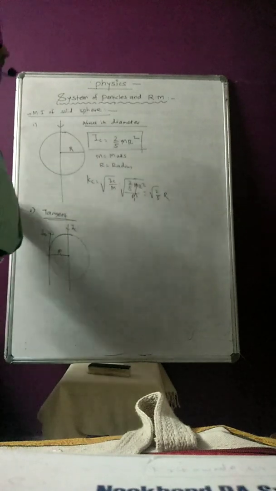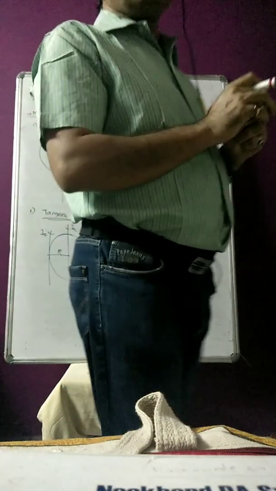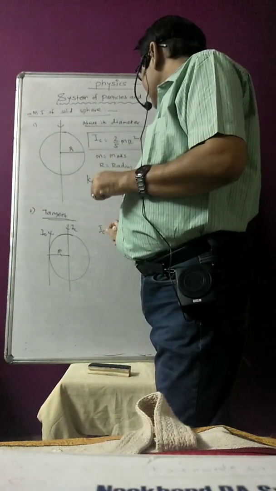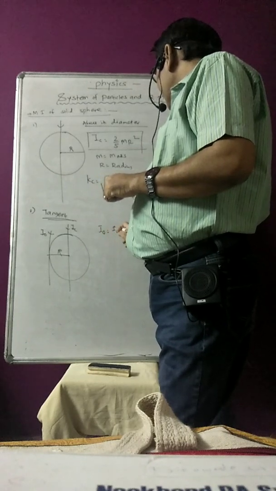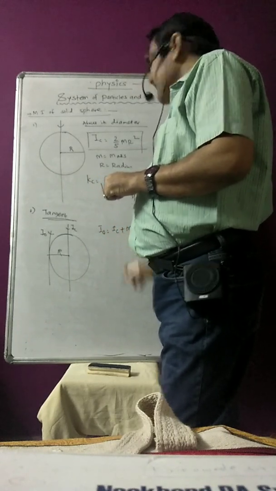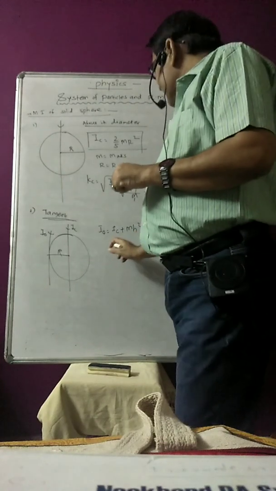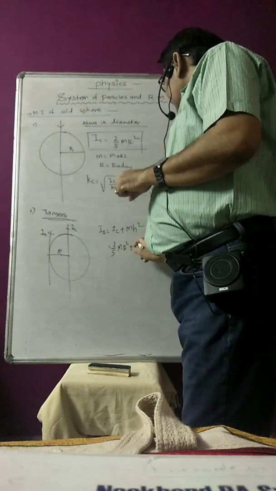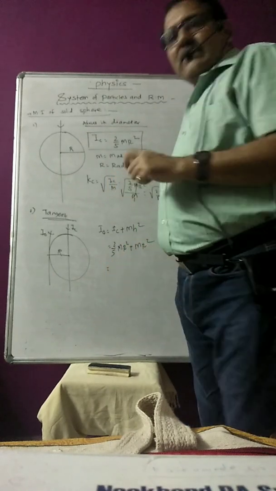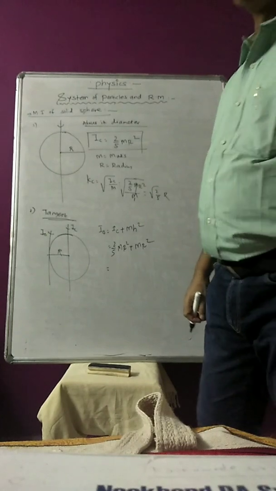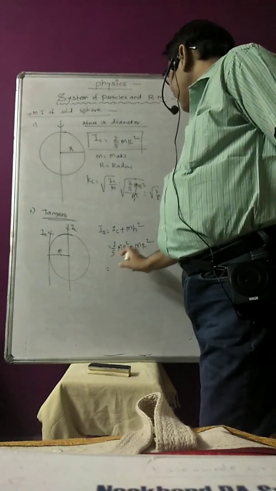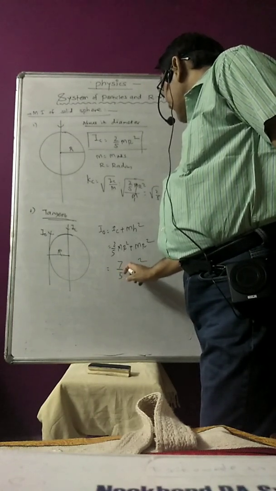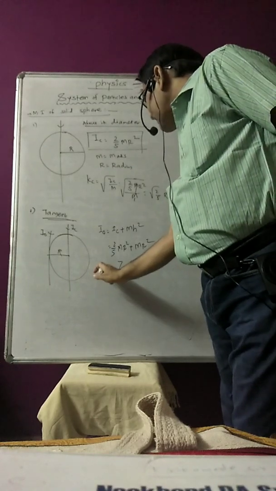According to the parallel axis theorem, I_O is equal to I_C plus M into h squared. Here I_C will be 2 by 5 MR squared plus M into R squared. Can you tell me what the answer will be? 2 by 5 MR squared plus MR squared will be 5 plus 2, 7 by 5 MR squared. The answer is 7 by 5 MR squared.